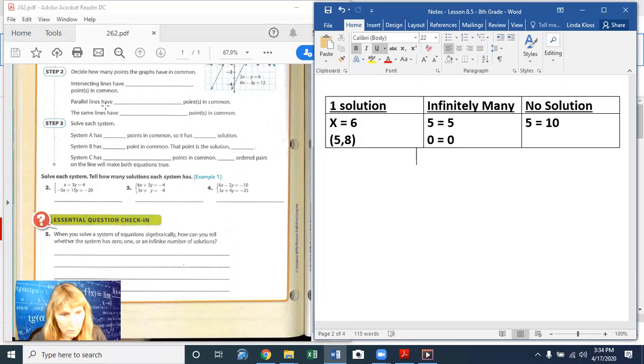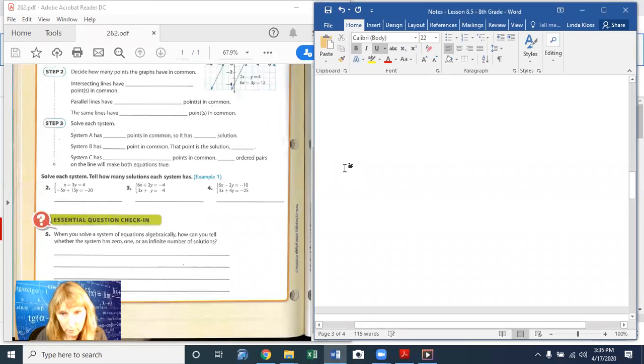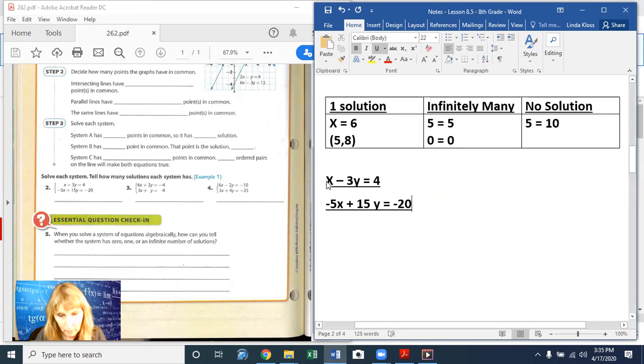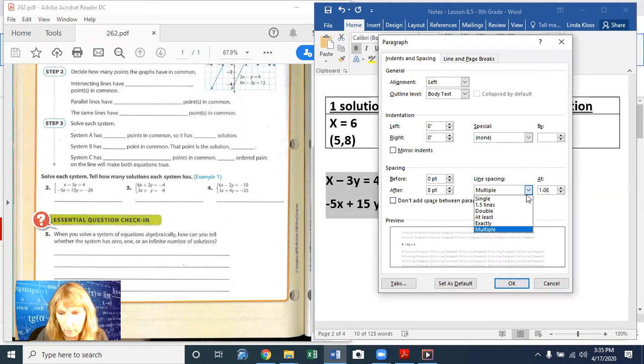Okay, number 2. So down here, x minus 3y equals 4 and negative 5x plus 15y equals negative 20. Solve each system. Tell how many solutions each system has. So we are going to do that right here. Okay, so we have x minus 3y equals 4 and negative 5x plus 15y equals negative 20. I don't want these lines underneath there, so let's get rid of that. And I also want to make these closer together, so let's do that real quick.